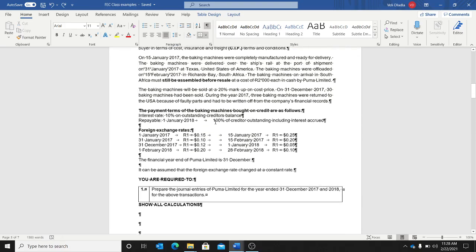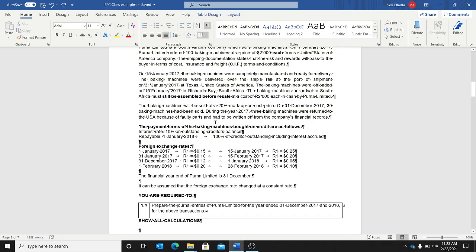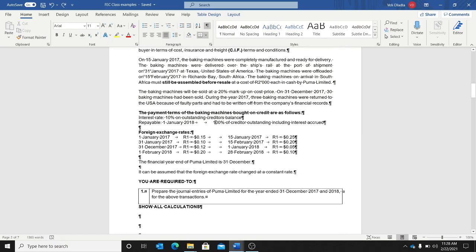Now, here they are saying, firstly, interest will be charged. We have not paid this gentleman, so we must pay 10% interest. Okay. And secondly, we are going to pay 100% of this thing, including interest, at 1 January.